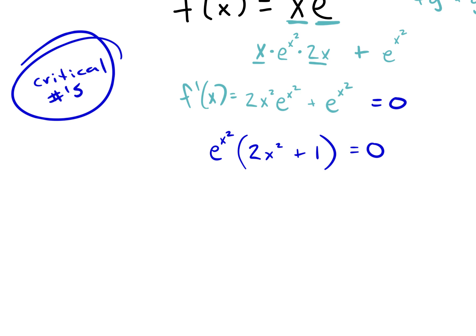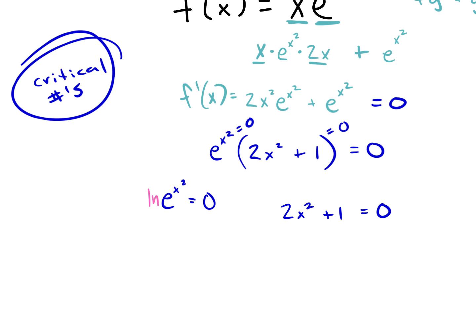What would we do next? Set them both equal to 0. Perfect. So e to the power of x squared equals 0, and 2x squared plus 1 equals 0. How would I solve the first one? E to the power of x squared equals 0. What do we do?